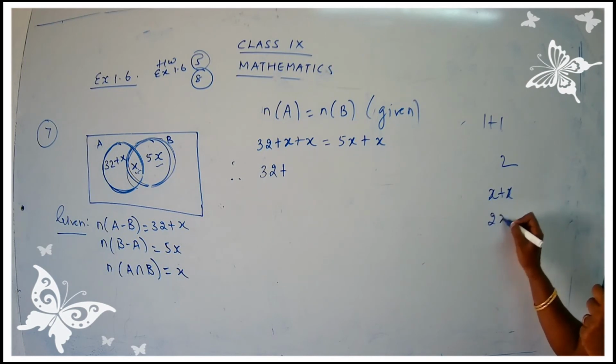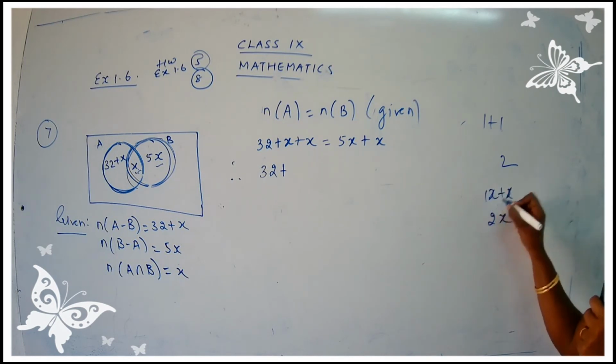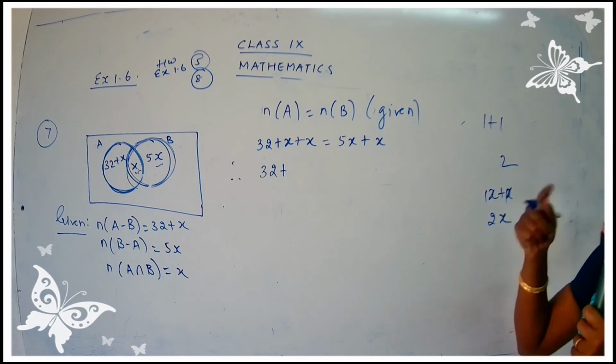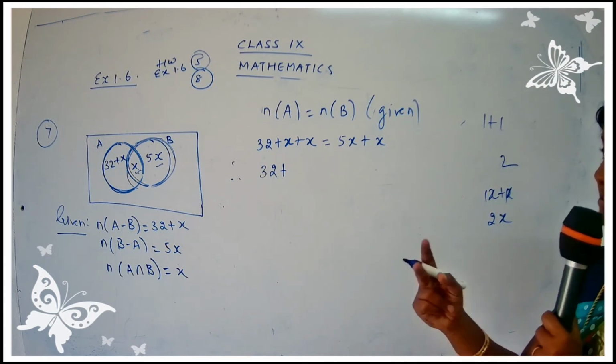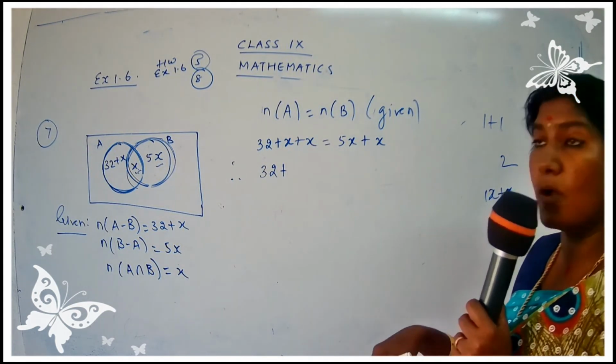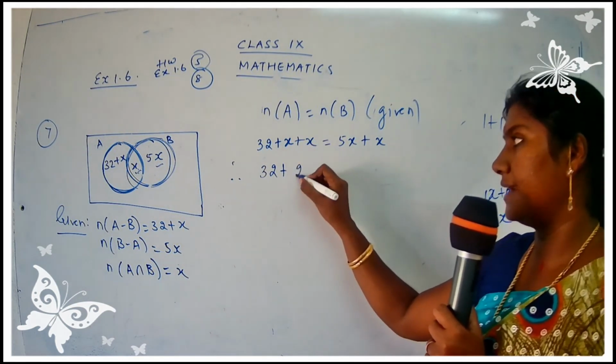This is 2X. That is, what is the coefficient for X here? It's 1. Nothing is given, yes? So how many X do you have? You have 2X. How many X we have? 1X and 1X. So 1X plus 1X gives you 2X.